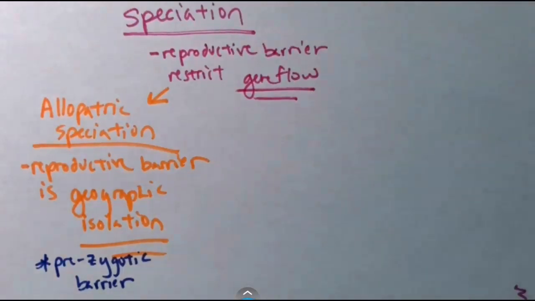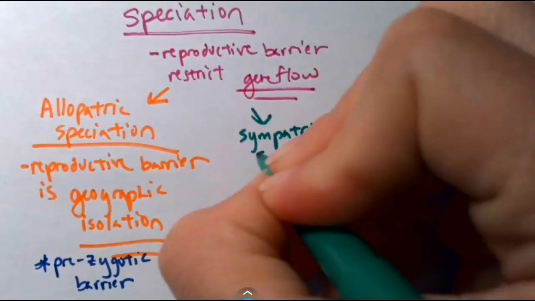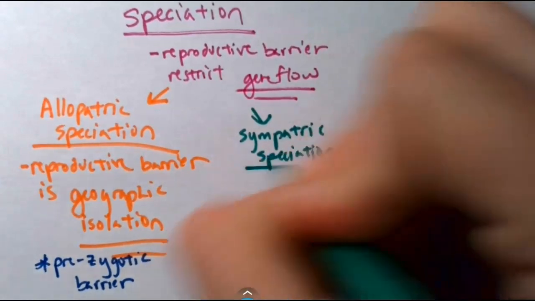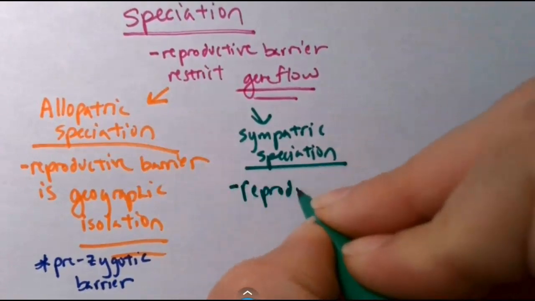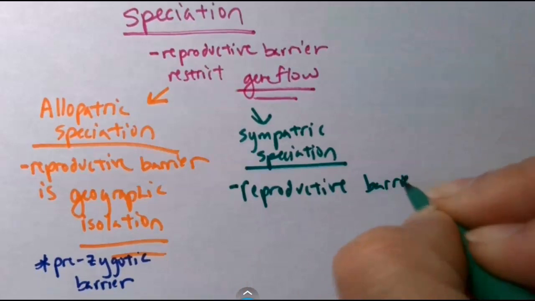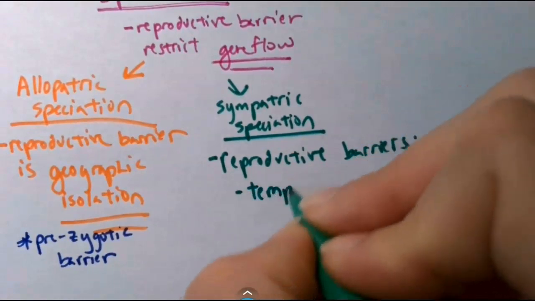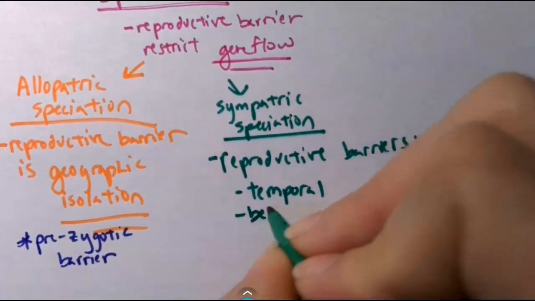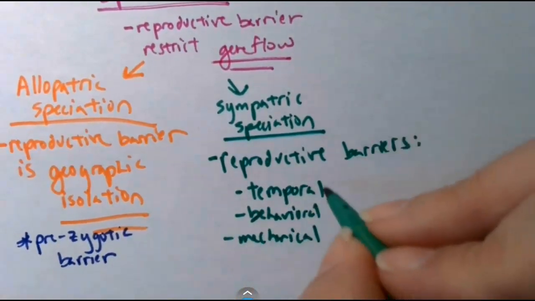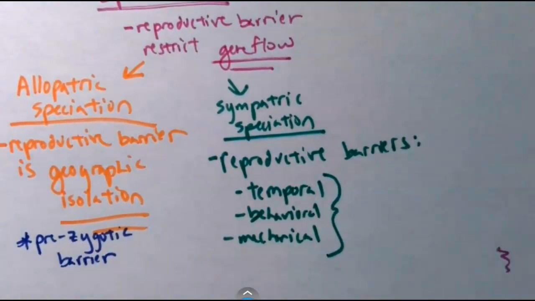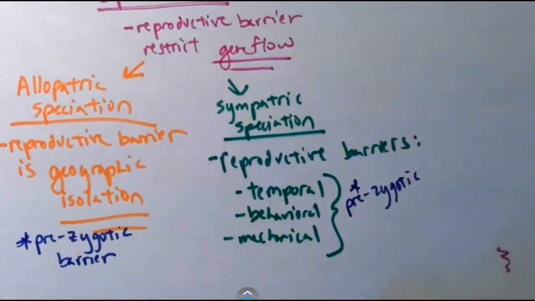The other type of speciation is called sympatric speciation, and the reproductive barrier is not geographic. So the reproductive barrier can be temporal, like they reproduce at different times, behavioral, mechanical, etc. These are all examples of pre-zygotic barriers because they occur before the egg and the sperm get together.